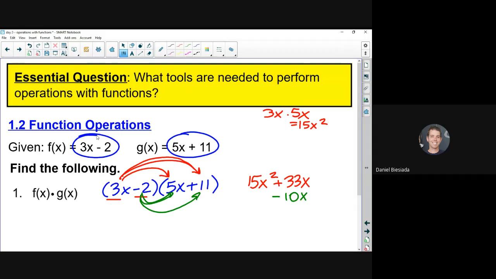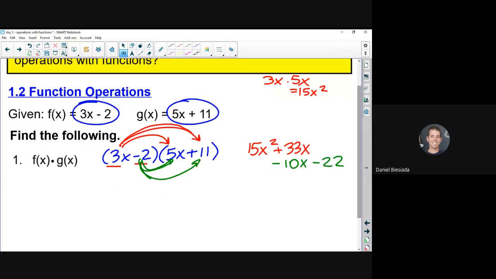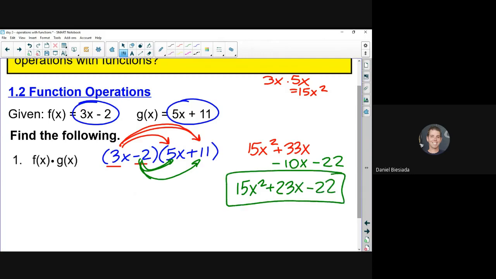Then I look at the negative 2 again. Negative 2 times 11 is negative 22. That doesn't combine with anything. And you don't need to do it that way, but I like to do it just to kind of get a jump start on my combining terms. At this point, that is what I'll do. I'll bring down the 15x squared. 33x minus 10x gives me 23x. The minus 22 comes down on its own, and that is my final answer.